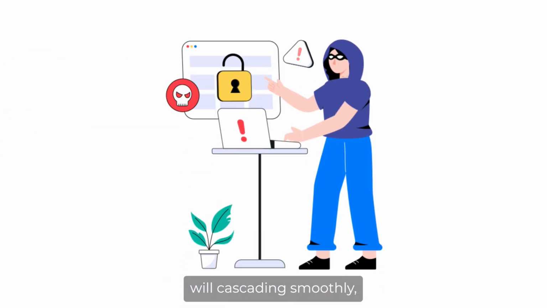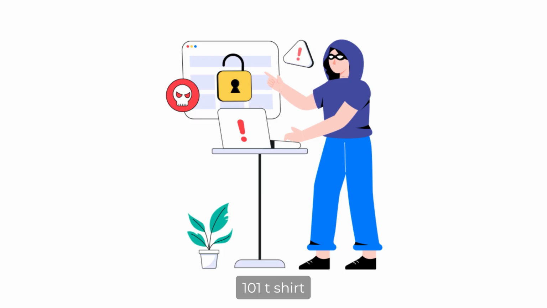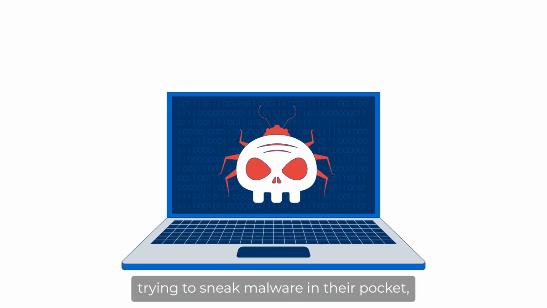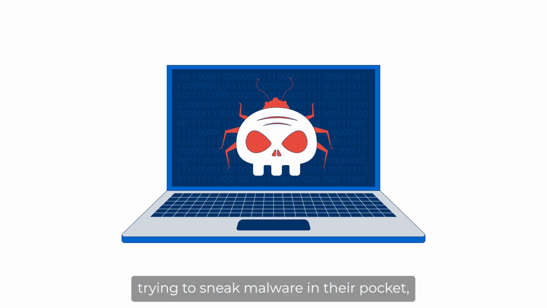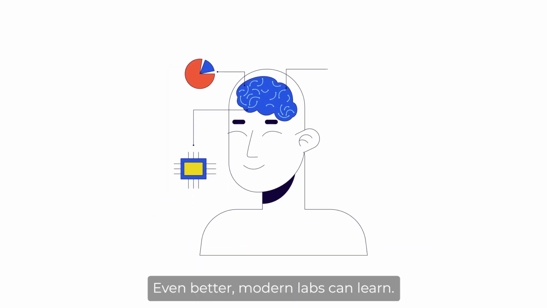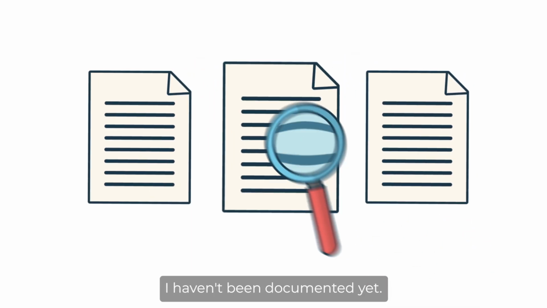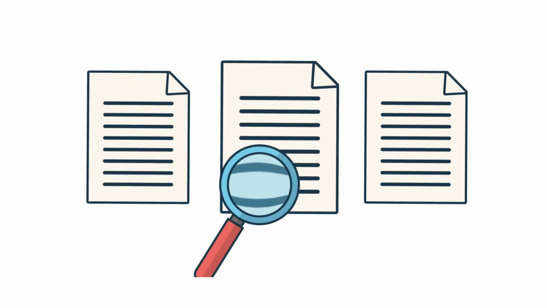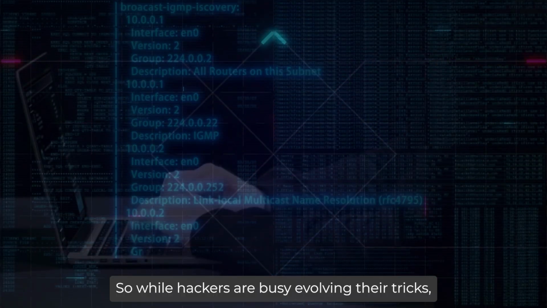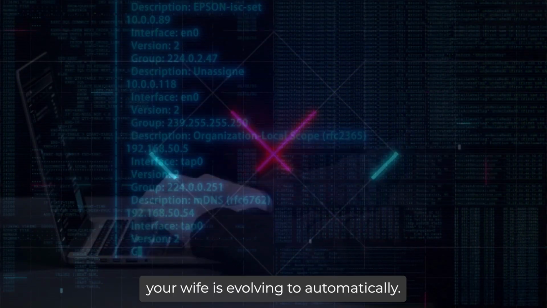Real guests get in smoothly. But if someone shows up wearing a Hacker 101 t-shirt, trying to sneak malware in their pocket, they are getting bounced out immediately. Even better, modern WAFs can learn. They use behavior analysis and machine learning to detect new attacks that haven't been documented yet. So, while hackers are busy evolving their tricks, your WAF is evolving too, automatically.